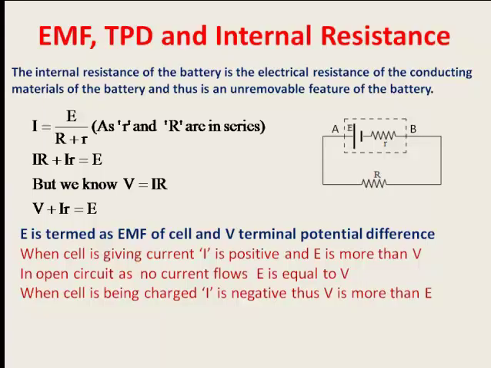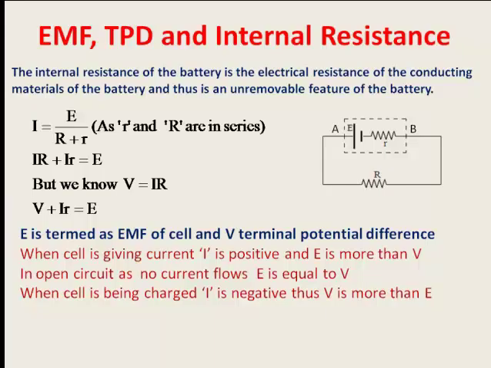But what if I does not flow, or the current does not move? In that case, V will be equal to E. However, practically the voltmeter would not give any reading because no current is taken by the voltmeter. But ideally, V will be equal to E. So this situation in technical terms is called open circuit. So we say in open circuit, the terminal potential difference is equal to the EMF of the cell.